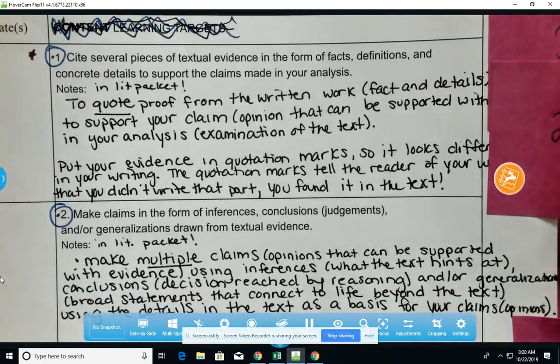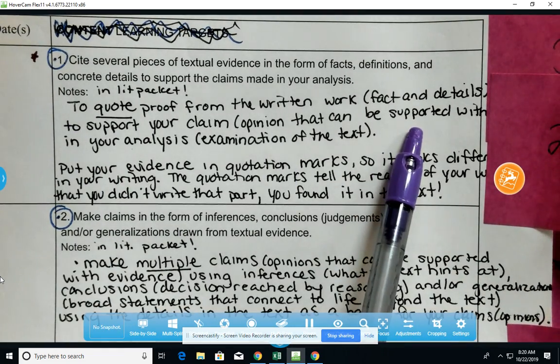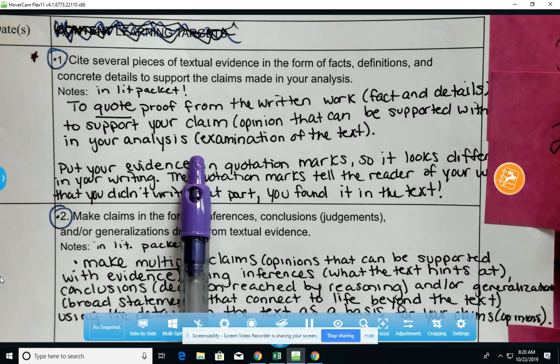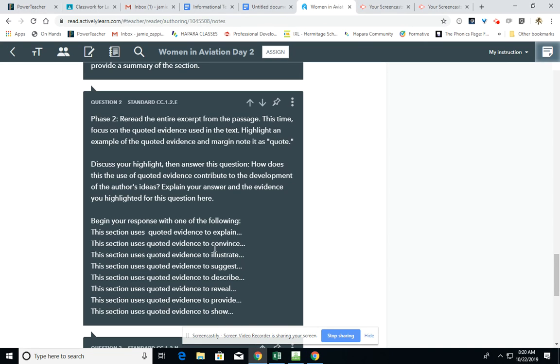As you begin your response, I want you to make sure that you quote proof from the passage, quote a piece of text evidence to help support your answer for why you think that, or how you think that evidence, in fact, helps the text.